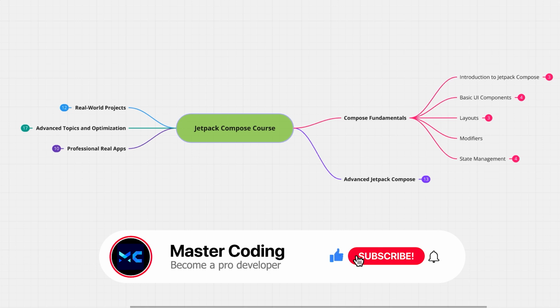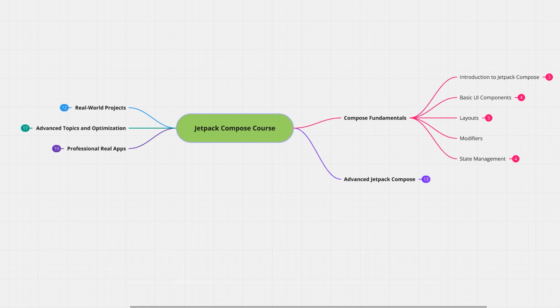Jetpack Compose is a modern declarative UI toolkit for building native Android user interfaces. It simplifies and accelerates UI development by allowing you to define your app's UI using Kotlin in a more intuitive and concise way compared to the traditional XML-based approach.